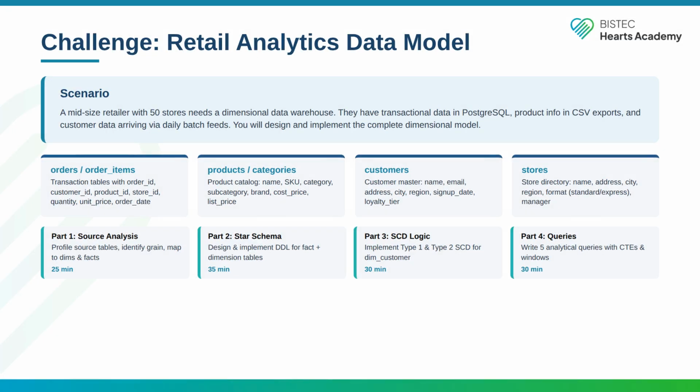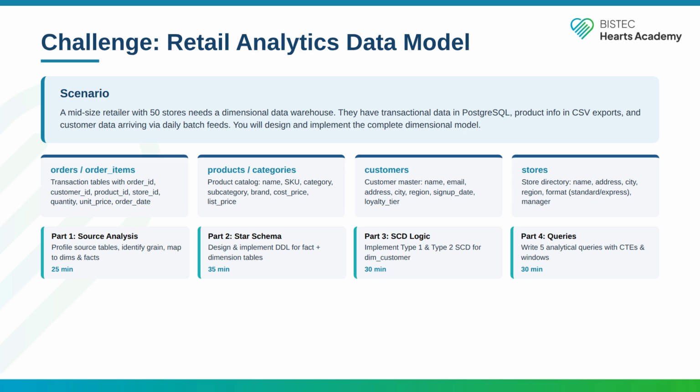Time for the main event. You are going to design a dimensional data model for a mid-size retailer with 50 stores. Here is the scenario. You have 4 source systems. Orders and order items contain the transactional core with order id, customer id, product id, store id, quantity, unit price, and order date. Products and categories contain the product catalog with names, SKUs, categories, subcategories, brands, and prices. Customers contains the customer master with names, emails, addresses, regions, sign-up dates, and loyalty tiers. And stores contains the store directory with locations, formats, and manager assignments.